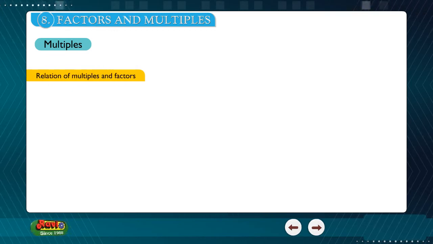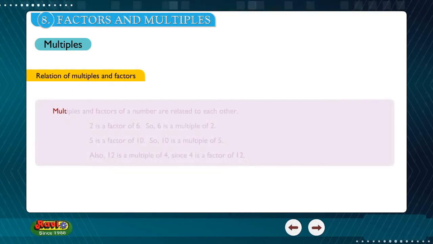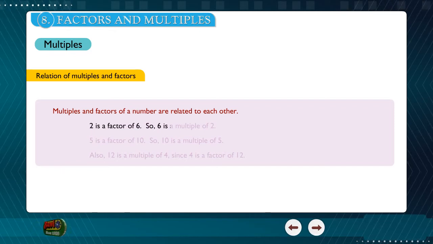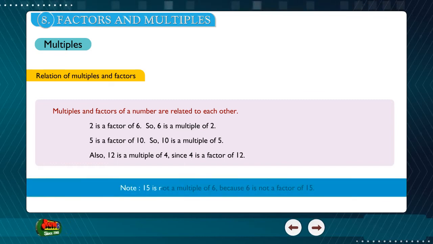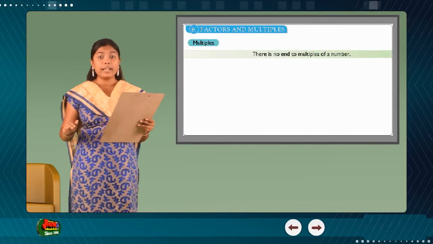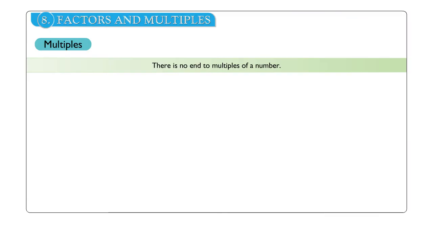Relation of multiples and factors. Multiples and factors of a number are related to each other. 2 is a factor of 6, so 6 is a multiple of 2. 5 is a factor of 10, so 10 is a multiple of 5. Also, 12 is a multiple of 4, since 4 is a factor of 12. Note: 15 is not a multiple of 6 because 6 is not a factor of 15. There is no end to multiples of a number.